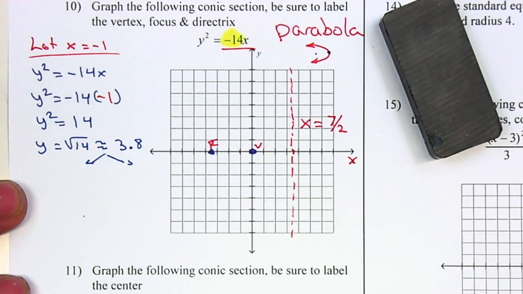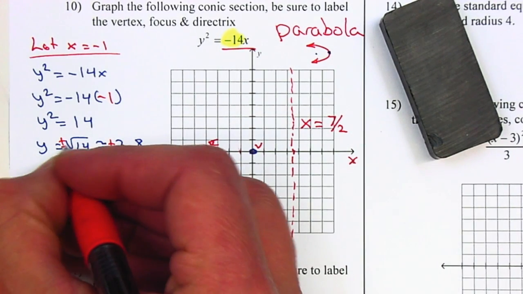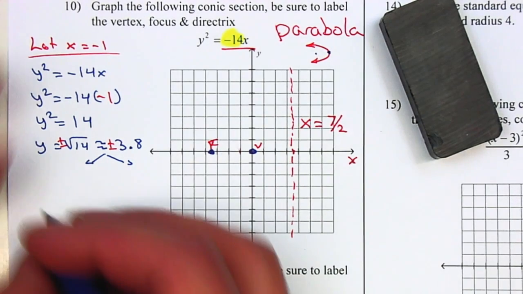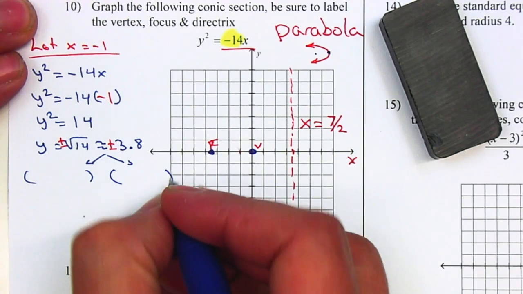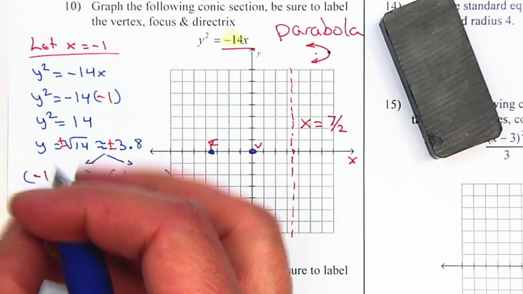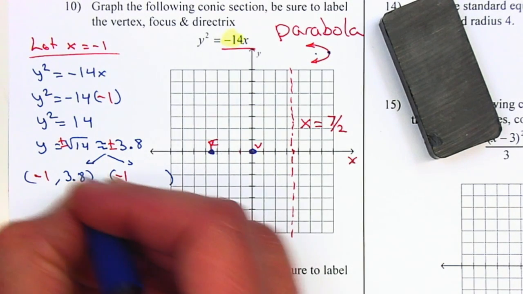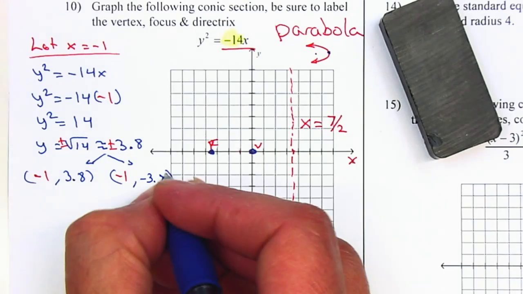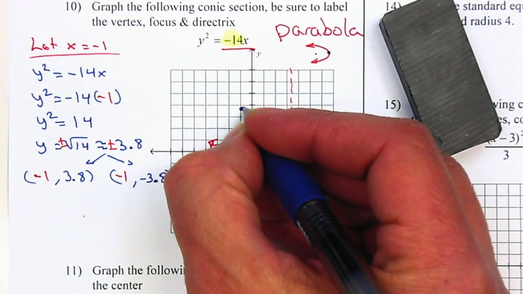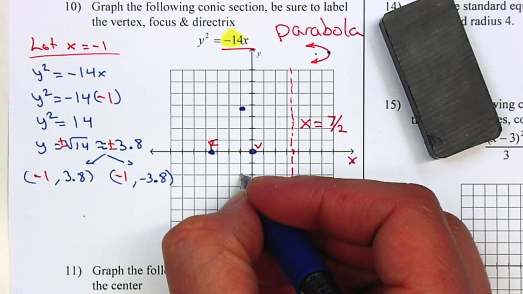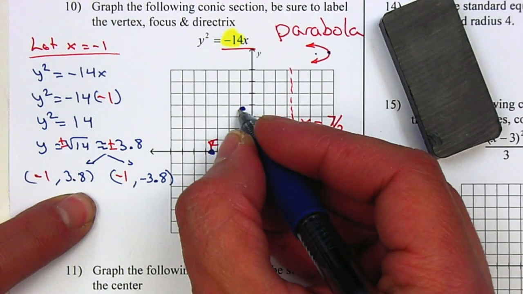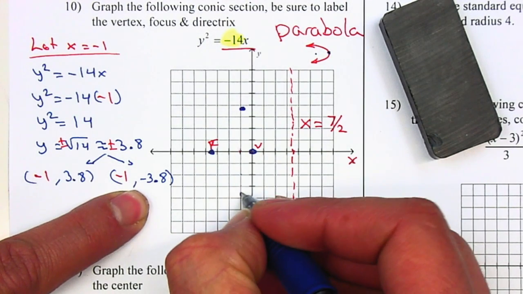And what did I forget? The plus or minus, correct? Even over here. So that will give me 2 points. My x value for both points is -1. My y value, one of them will be 3.8, the other one is -3.8. So -1, 3.8 and -1, -3.8. So I just plotted -1 and up 3.8, and -1, -3.8.